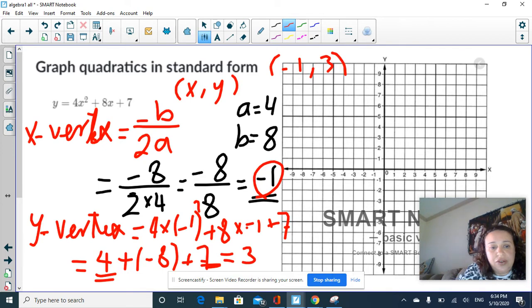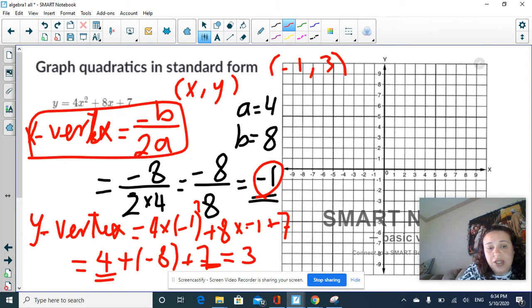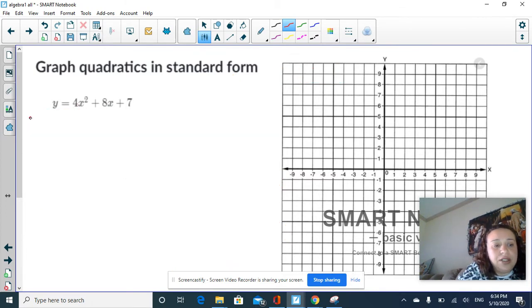Because I will erase all this and I will just write the vertex. Negative 1 comma 3. Remember this one. We will use it again. The x vertex, to find the coordinate of the x of the vertex, equals negative b over 2a, b and a from the equation. Okay, let's clean all this. Remember the vertex is negative 1 and 3. The vertex equals negative 1 comma 3.